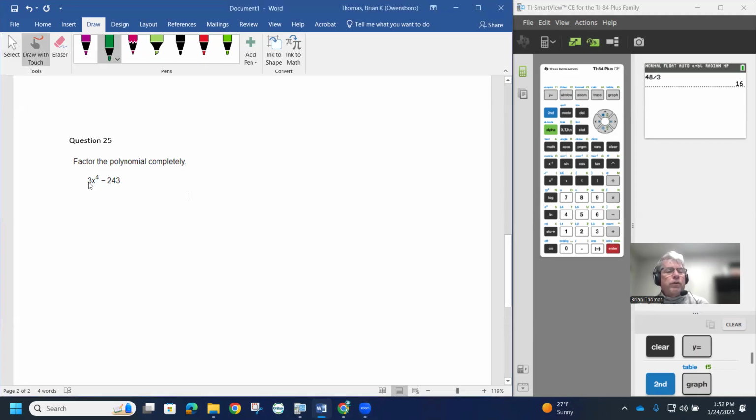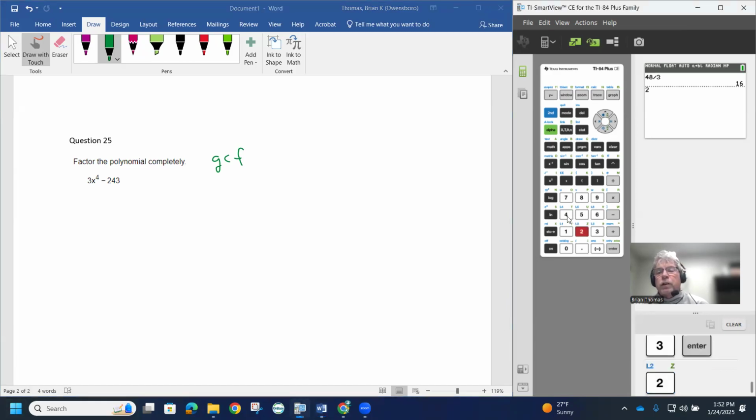Before we deal with that though, notice that there is a greatest common factor possibly, because it looks like 3 does go into 243. So if we use our calculator and divide 243 by 3, does it go in there evenly? Looks like an 81. So it looks like we can factor a 3 out. So this is going to leave me the x to the fourth, if you will. And the 243 divided by 3 left me this 81.